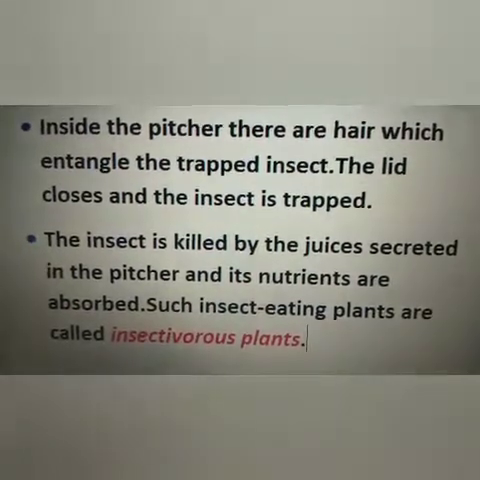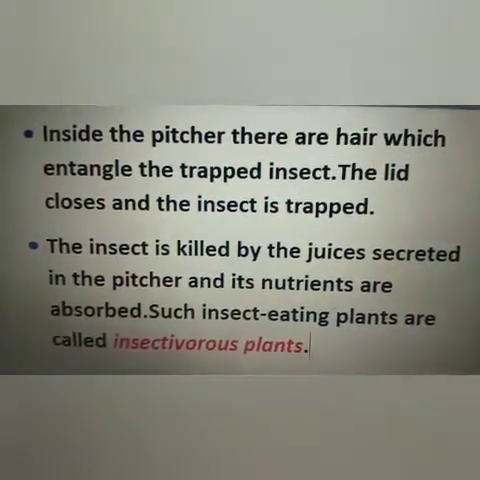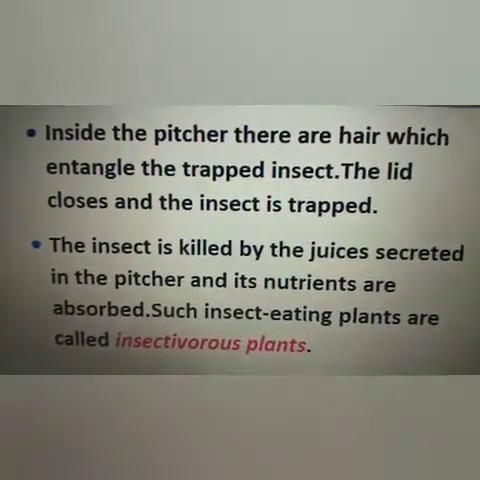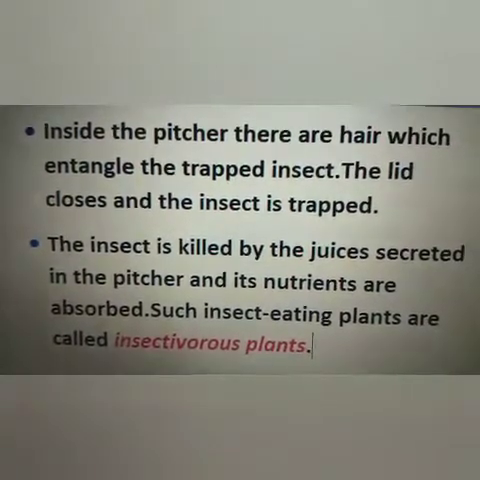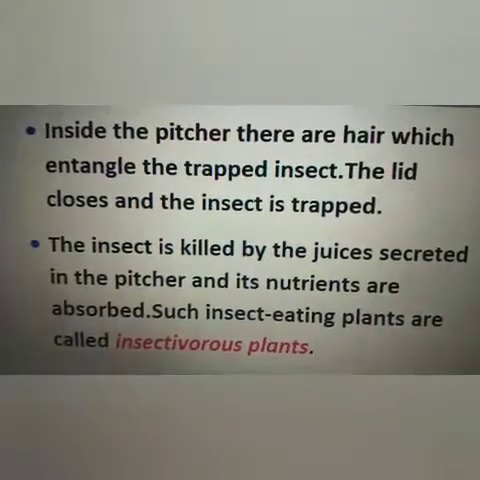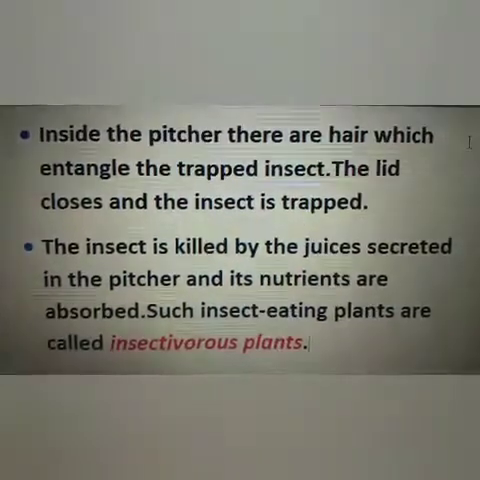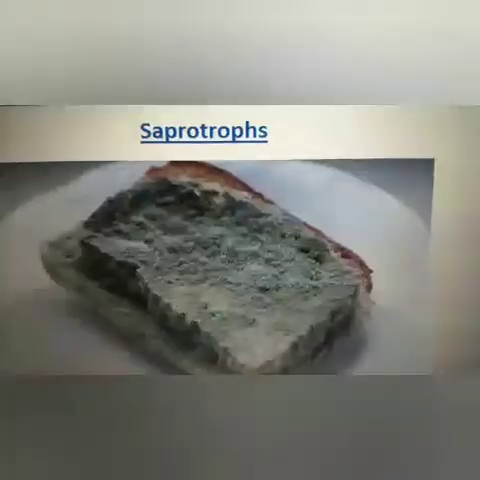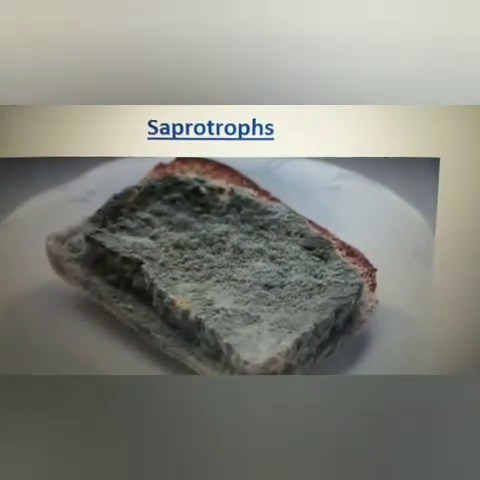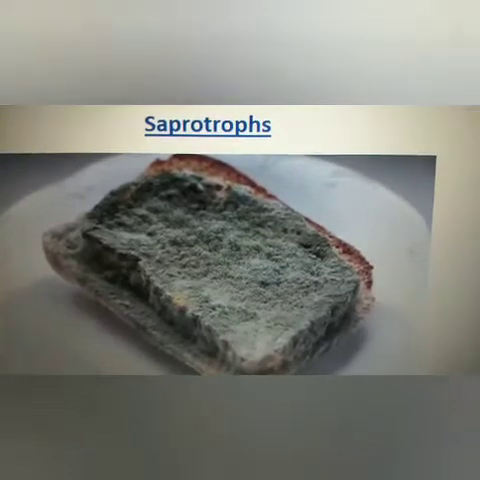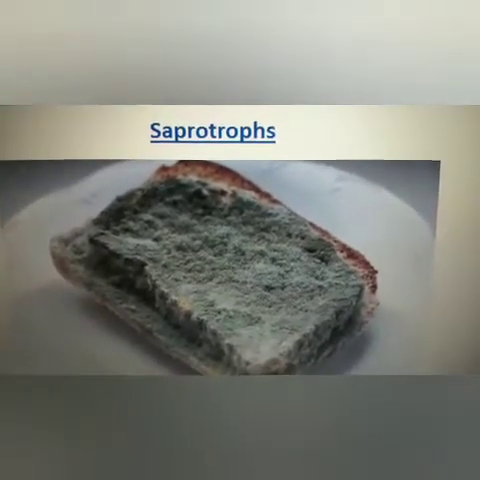Now a question arises, if a pitcher plant is green and carries out photosynthesis, then why does it feed on insects? So the reason is that these insectivorous plants grow on soil which does not have a sufficient amount of nitrogen. So they feed on insects to get all the required nutrients. So let's understand this process by one activity. Take a piece of bread and moisten it with water. Leave it in a moist, warm place for 2 to 3 days or until fluffy patches appear on it.